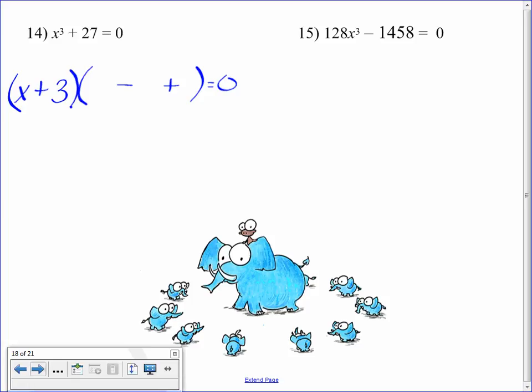All right, so then we're going to square, multiply, square. So you square x, which is x squared. Multiply them, which is 3x. And square the last one, which is 9. Good. All right, so now it's factored. Set them equal to 0 and we solve.